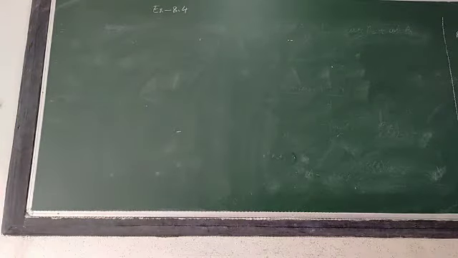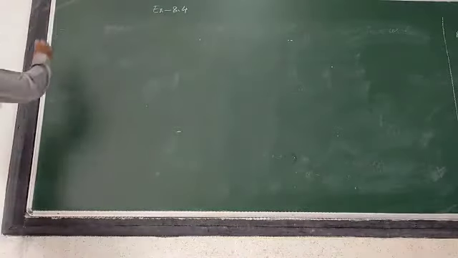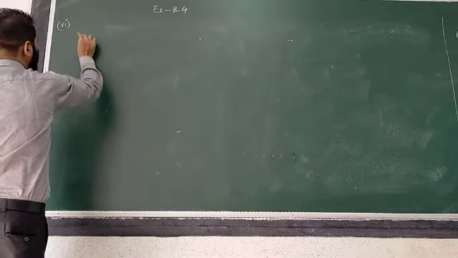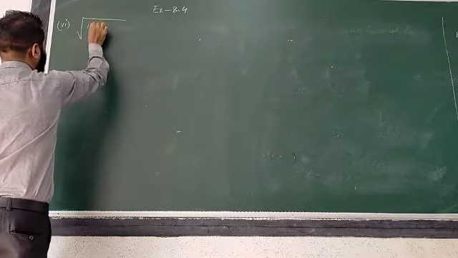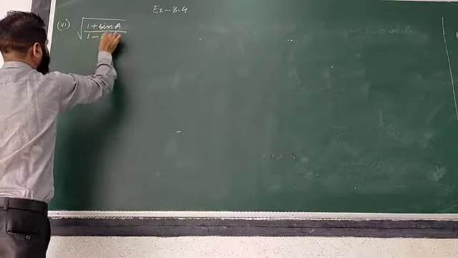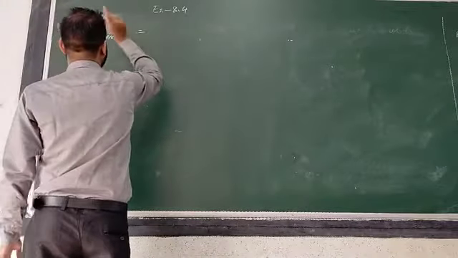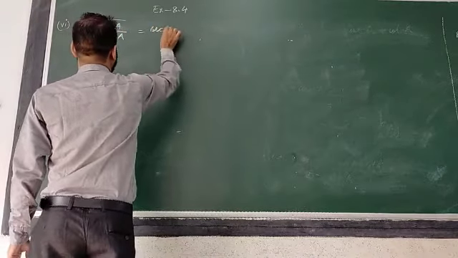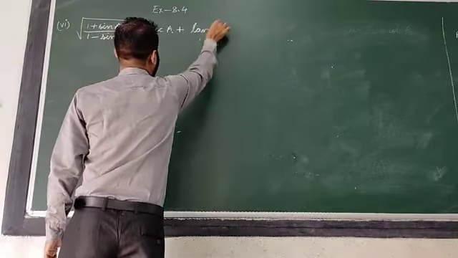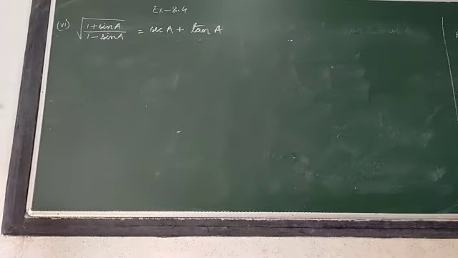Okay, now let's move to question number what? 6. Number 6. Okay, tell me the question. Whole root over 1 plus sin A, 1 minus sin A. This is an important question. So this will be 1 by cos is sec and sin by cos is tan. I think you need to do this. Yes, sir. Done.